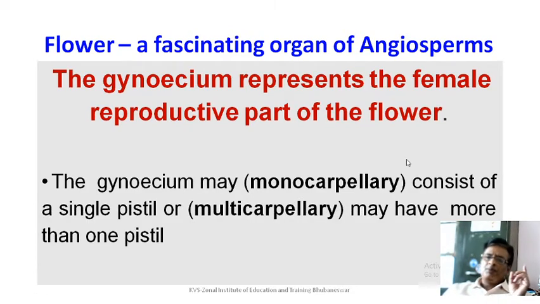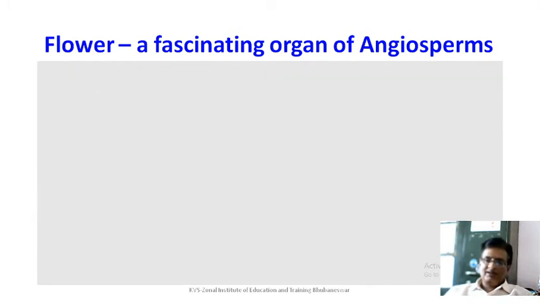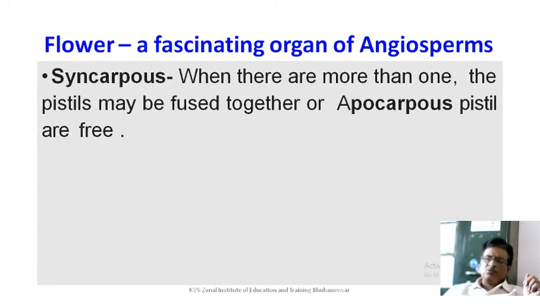The gynoecium may be monocarpellary, consisting of a single carpel pistil, or multicarpellary, having more than one pistil. Now 2 more terms to do, syncarpous and apocarpous. Syncarpous is when there are more than one pistil and they are fused together. The fusion leads to syncarpous condition. And if the pistils are there, but they are all freely available, you call it apocarpous. So a multicarpellary flower can be syncarpous or apocarpous.